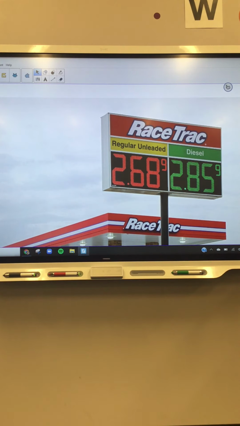I don't use diesel because I don't have a semi-truck. I just have a sweet Toyota Sienna that uses regular unleaded. How much is it going to cost me?